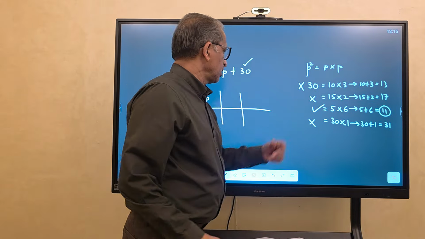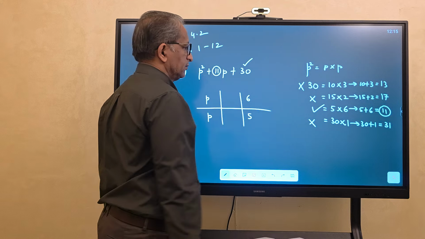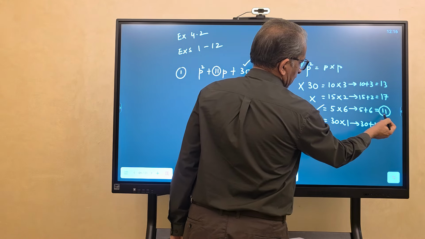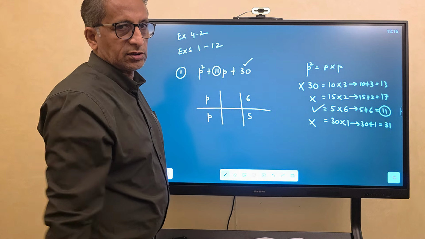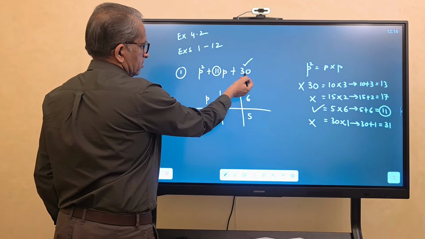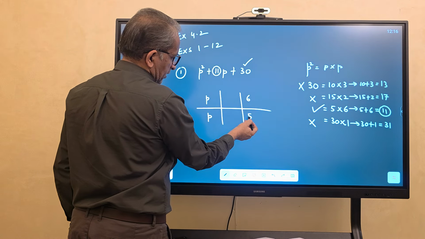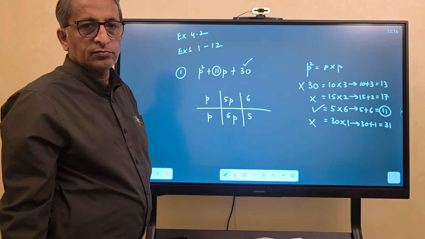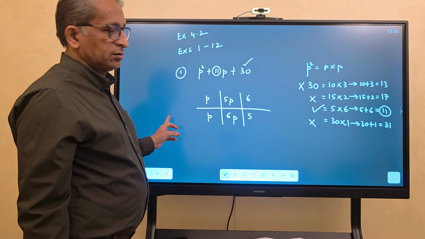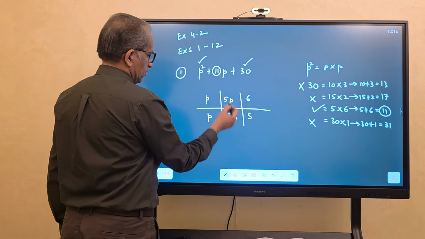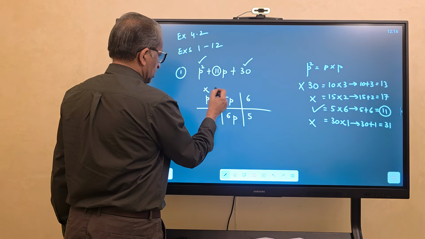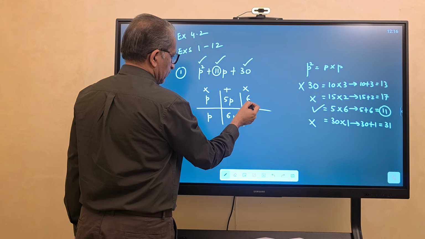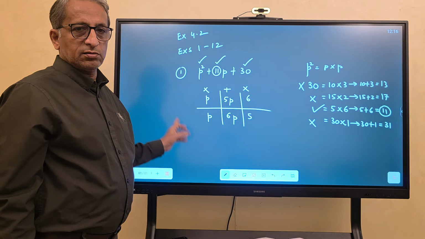So what factors will I pick here? 6 and 5. I pick this because when I add those factors, I get 11, which is the middle term of the trinomial. So I write the factors of 30 in the last column. Then I cross multiply: 5 into p, 5p; 6 into p, 6p. So I completed this table. Now p into p, p square. Remember, here you multiply, here you add, here you multiply. 6p plus 5p, 11p. 5 into 6, 30. So this box is perfect.